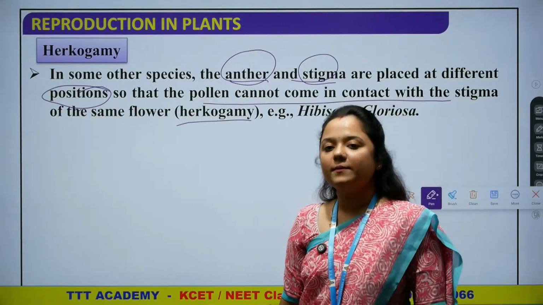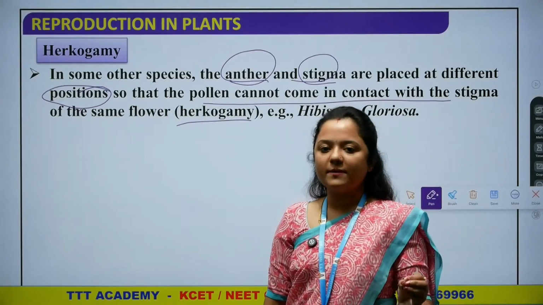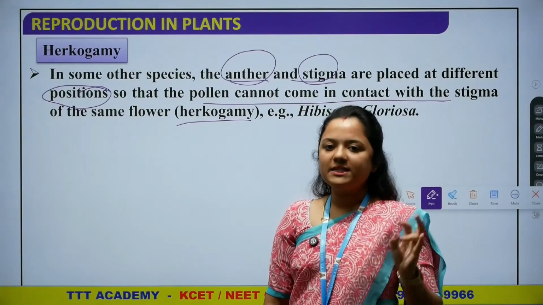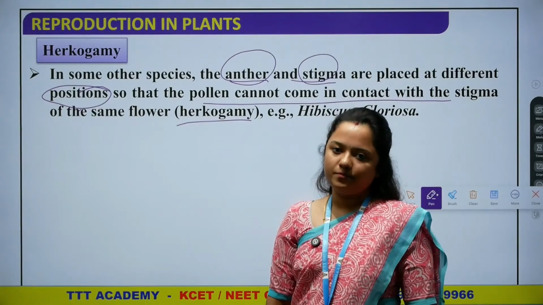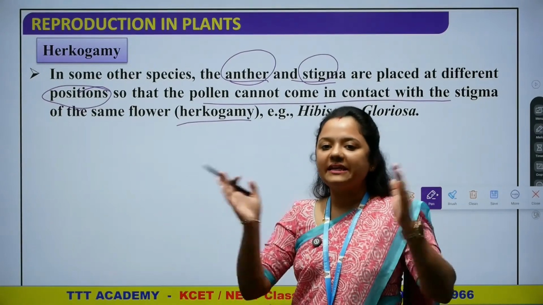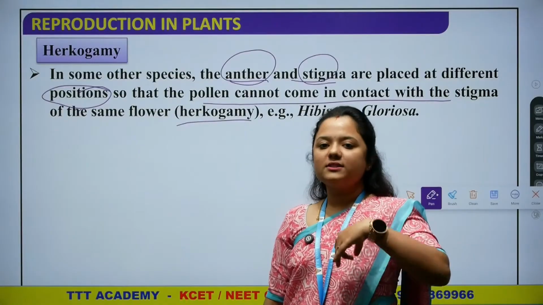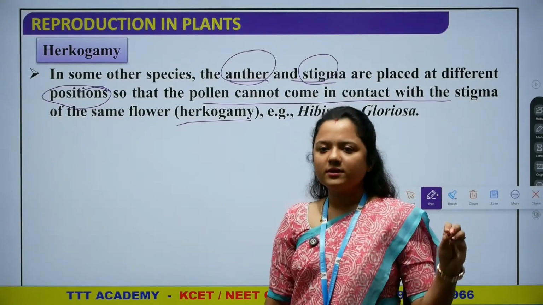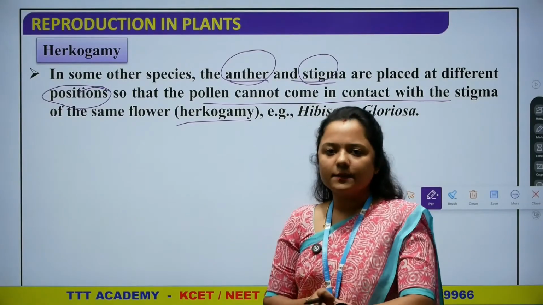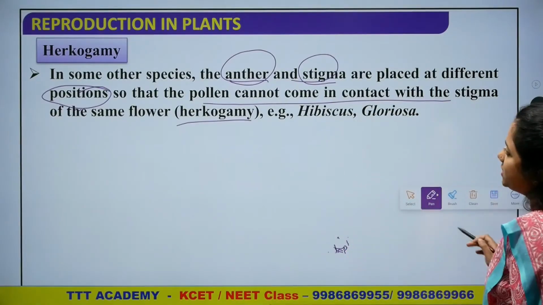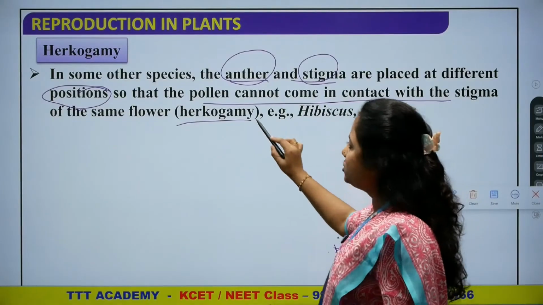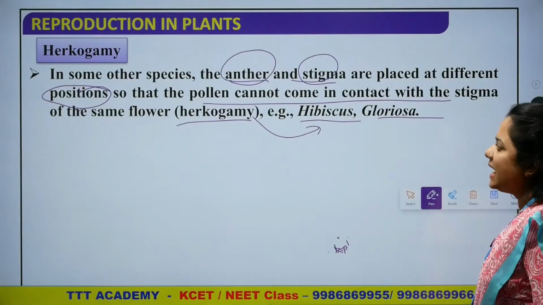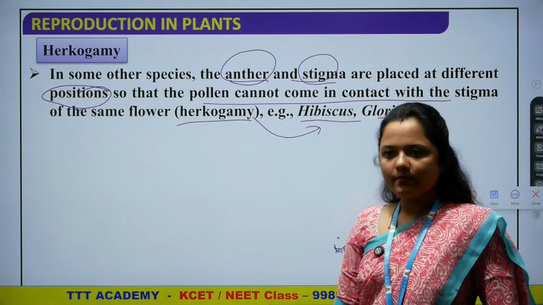Okay, so hercogamy, you have to remember the locality, that both the male and female gametes are placed at different positions so that the pollen grains cannot reach the stigma. The pollen grains are not going to that place. That condition is called hercogamy, and we can see it in plants like hibiscus and gloriosa.